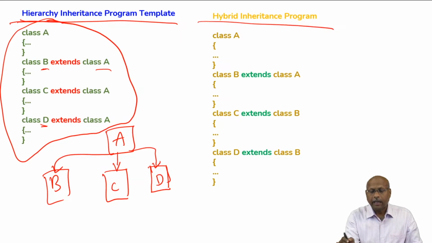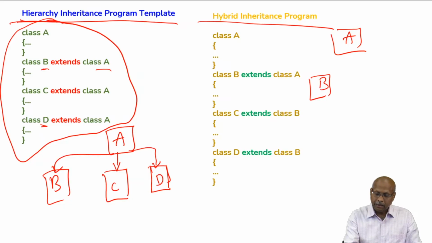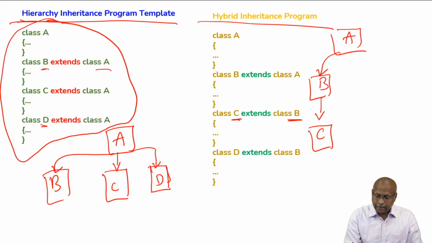Next, hybrid inheritance. Assume this program, class A, class B, class C, class D. There are 4 classes. A is an independent class, but B extends A. That means B gets property from A. Similarly, class C extends B. So C came from B. That means B's parent is A, C's parent is B. Again, D extends B.